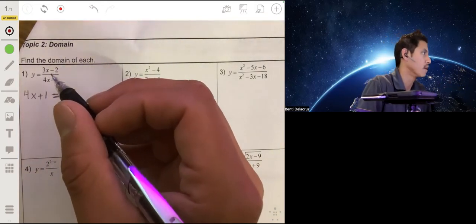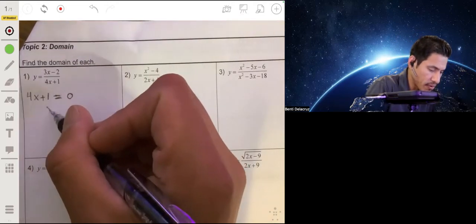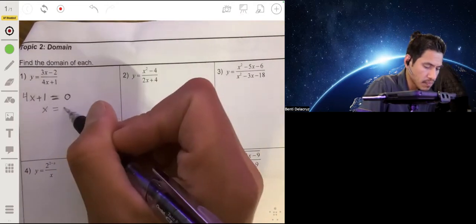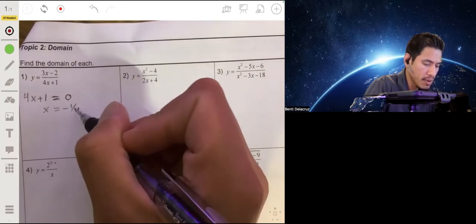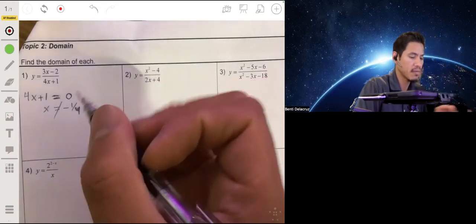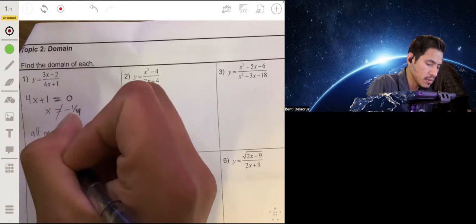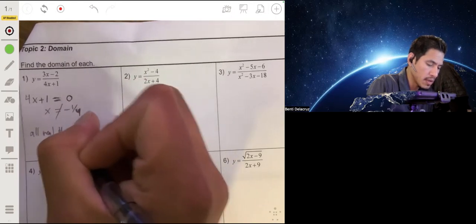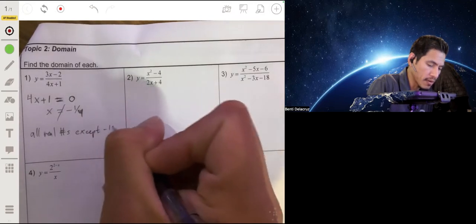It would be undefined. So we solve this, take away 1, divide by 4, and we'll get x is equal to negative 1/4. So this is what we don't want x to be. So our domain is basically, you could say, all real numbers except negative 1/4.